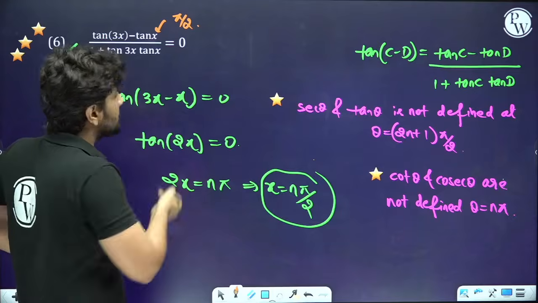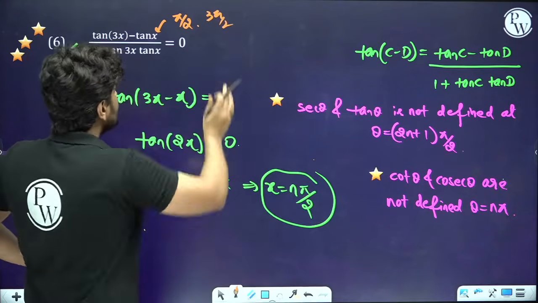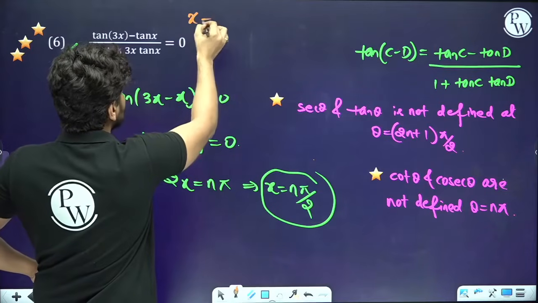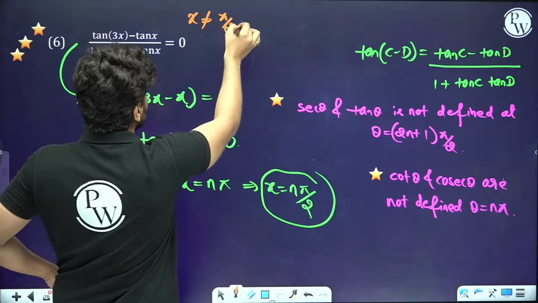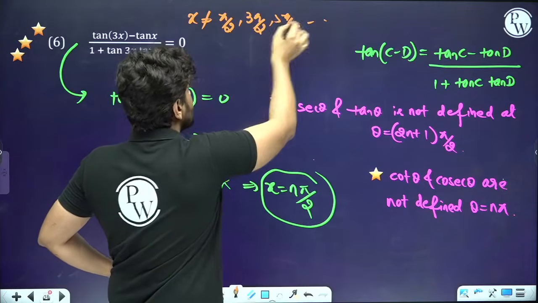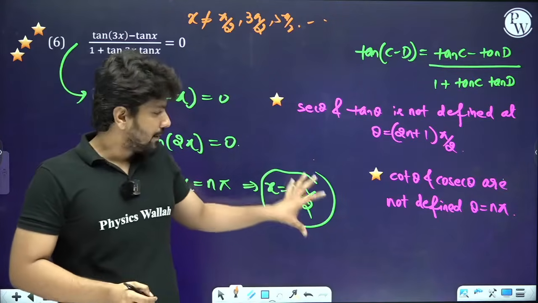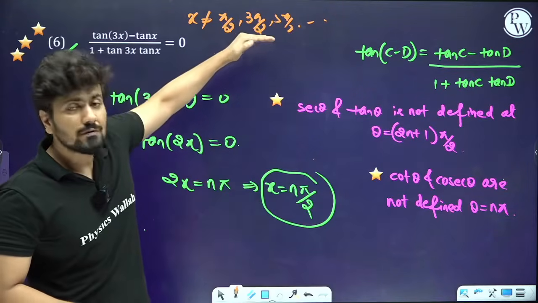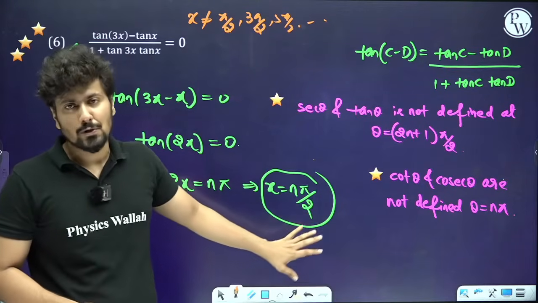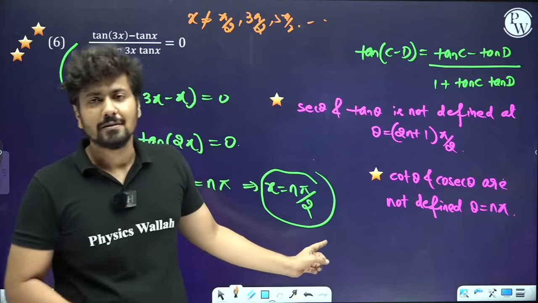Because tan x will not be defined. I can't put x as 3 pi by 2, right? So here we need to exclude these angles. X cannot be equal to pi by 2 or 3 pi by 2 or 5 pi by 2 and so on. We have to exclude these angles. So we are getting this solution, and from this solution we want to remove these angles. Basically we can't take these angles in our solution. So what value of n should I be putting over here?